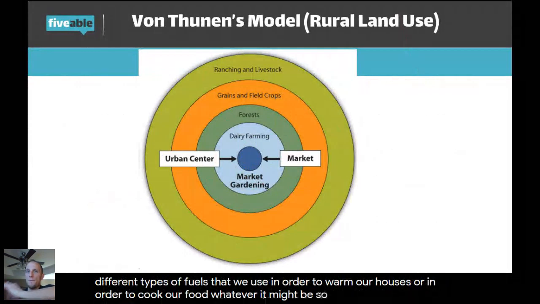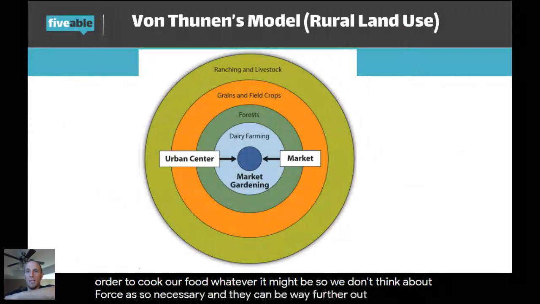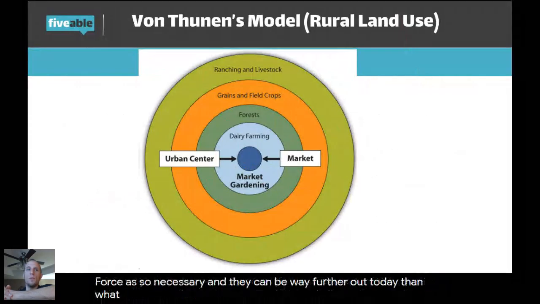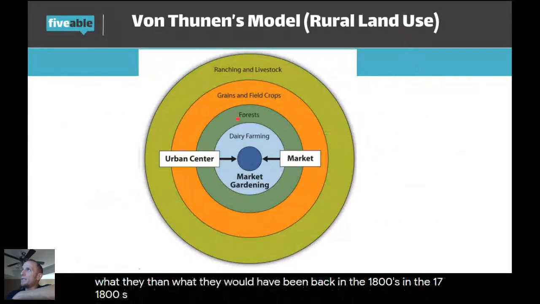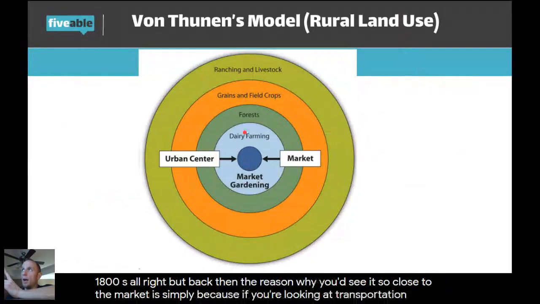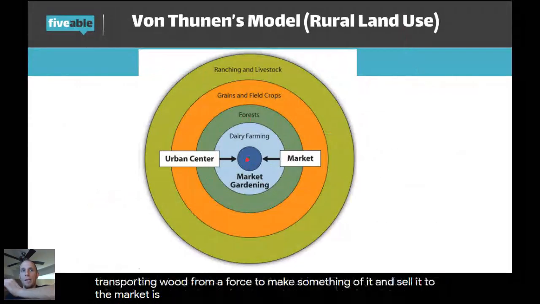So we don't think about forests as so necessary, and they can be way further out today than what they would have been back in the 1800s. All right, but back then, the reason why you'd see it so close to the market is simply because if you're looking at transportation costs, transporting wood from a forest to make something out of it and sell it to the market is incredibly expensive.